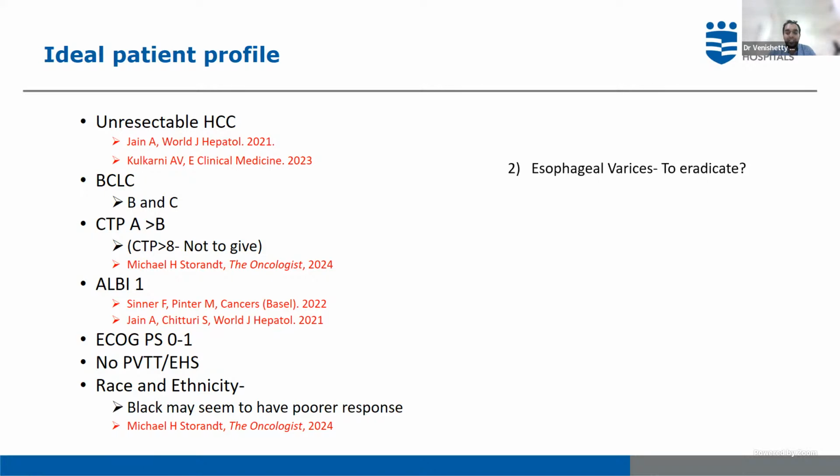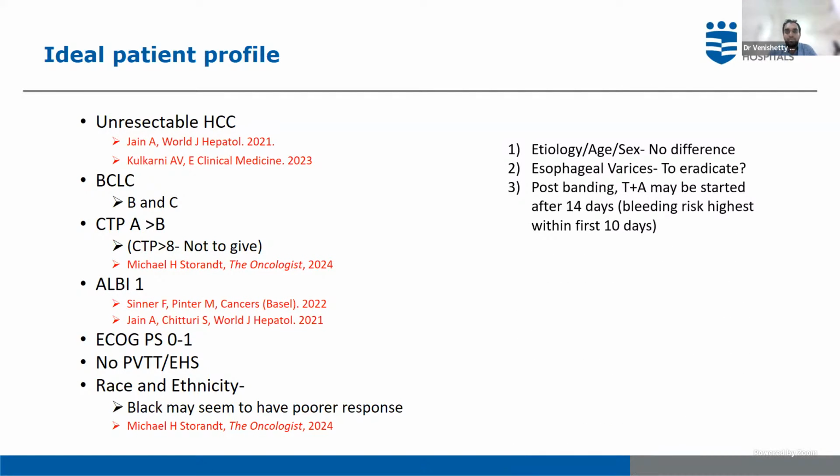However, a few things must be taken into consideration: esophageal varices, and whether to eradicate them or not before therapy, because there are pros and cons. Eradication may lead to post-EVL ulcer bleed, and because of the introduction of bevacizumab, the chances of bleeding might be high. That was postulated. In major studies, they eradicated varices prior to therapy, but it's up to the physician based upon clinical signs, such as red wale markings, whether to undergo banding. If banding is done, the combination of atezolizumab and bevacizumab can be started after 14 days. The bleeding risk is highest within the first 10 days. Etiology, age and sex make no difference in the outcomes after immunotherapy.